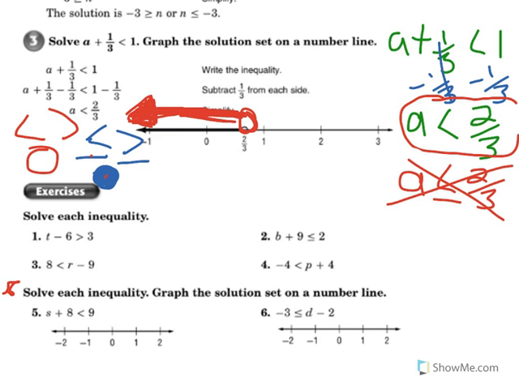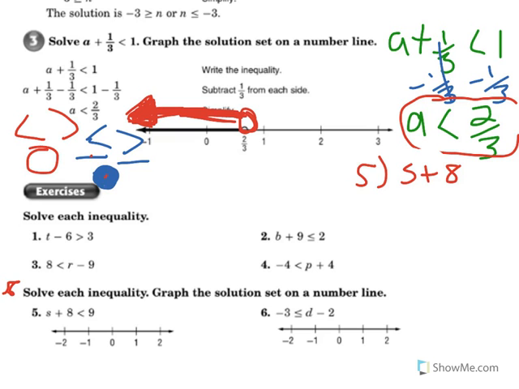So first let me start by writing the question, because I don't have room to show my work down there. Let's be a little more neat and organized about this. Alright, so this is for number 5 at the bottom. S plus 8 is less than 9. Like we were saying a second ago, to get rid of plus 8, we subtract 8 from both sides.